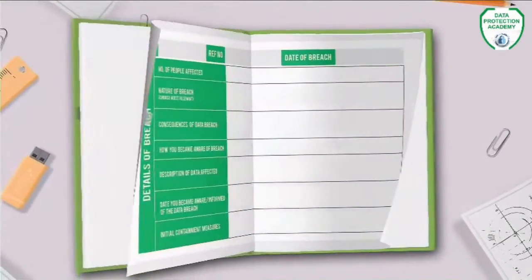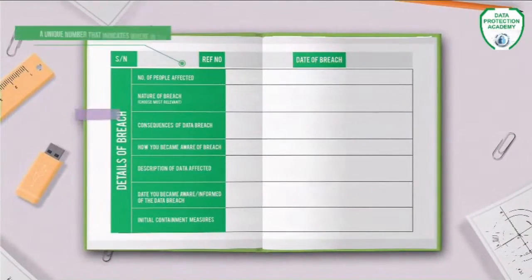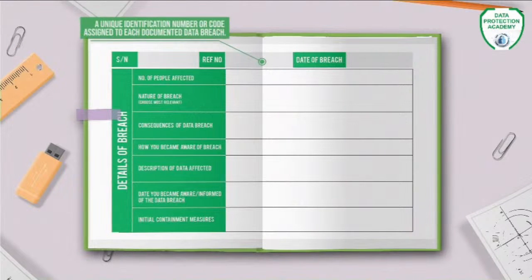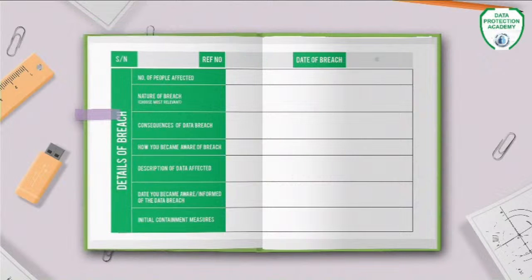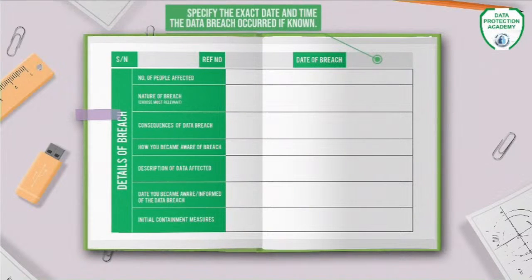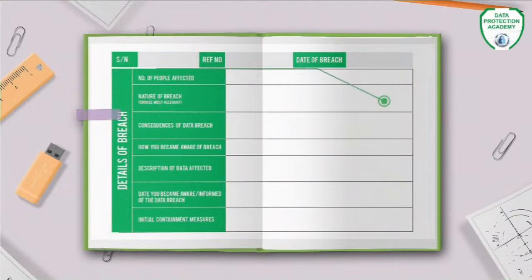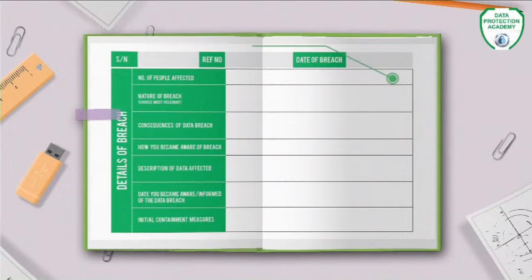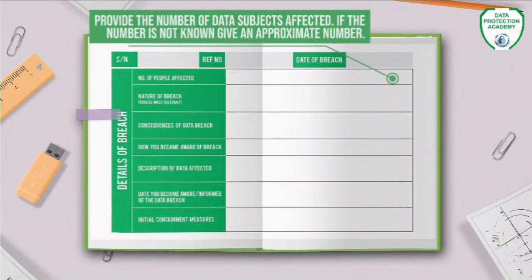Details of data breach. A unique number that indicates where in the register a data breach is reported and documented. A unique identification number or code assigned to each documented data breach. Specify the exact date and time the data breach occurred, if known. Specify the exact date and time the data breach was discovered. Provide the number of data subjects affected. If the number is not known, give an approximate number.